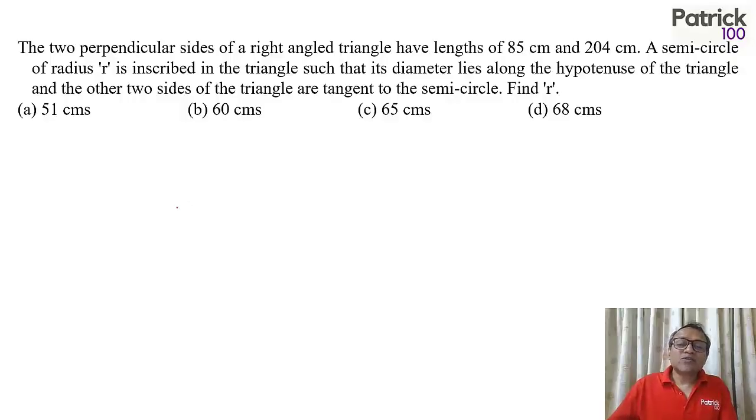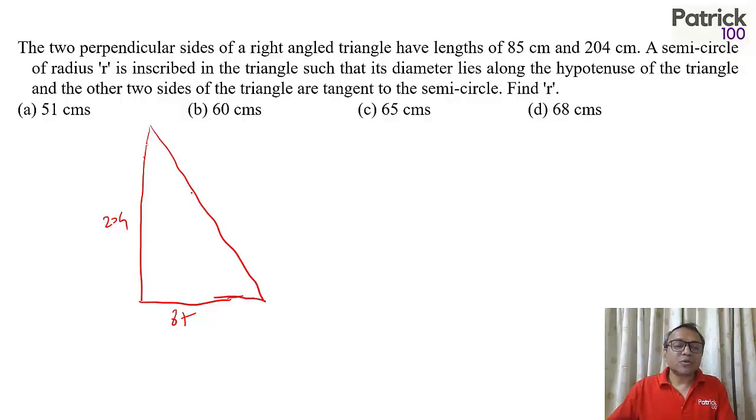Two perpendicular sides of a right angle triangle have lengths 204 and 85. If I draw it, 204, 85. A semicircle of radius r is inscribed in the triangle. So if I draw a semicircle, it's something like that. Not drawn to scale, but that's fine.